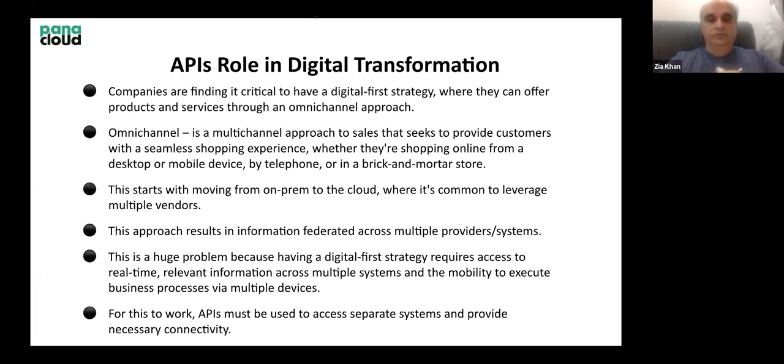This is a huge problem, that this approach results in information across multiple providers and systems, because having a digital first strategy requires access to real-time relevant information across multiple systems and the mobility to execute business processes via multiple devices. For this to work, API must be used to access separate systems and provide necessary connectivity. There will be a single API for delivery. That API will be used by the brick and mortar shop, on premises, online, on the mobile device, everywhere. With the single API, the user interface might be different because in real time, all the data can change.